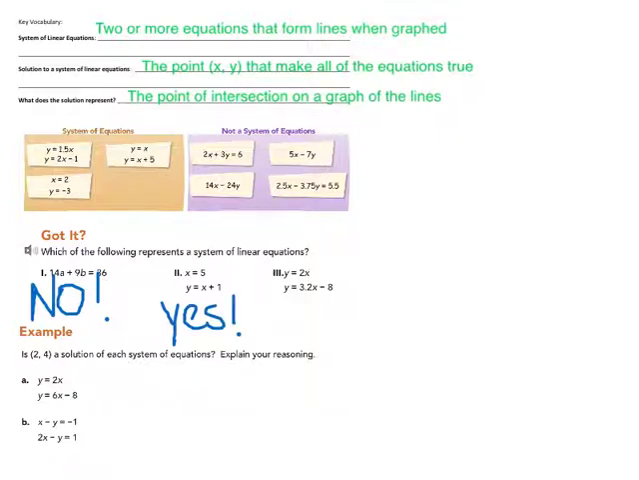And then the third one, we have y equals 2x, so that's y equals mx plus b, where the b is 0. And we have y equals 3.2x minus 8, that is also y equals mx plus b form. So example 3 is a yes.